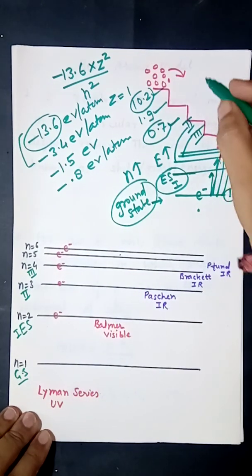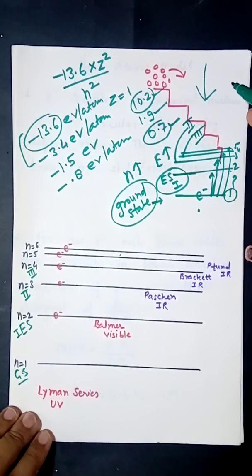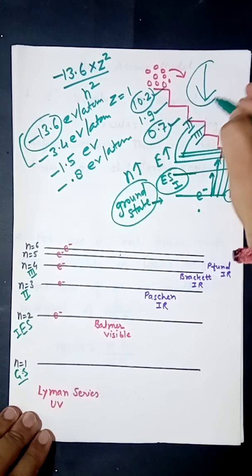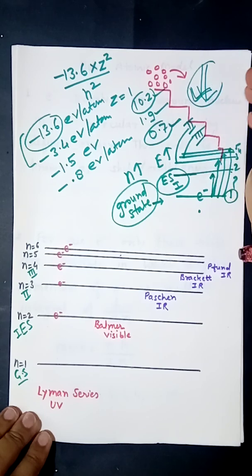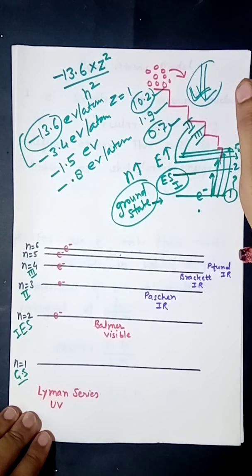We know the electron will return to the ground state to gain more stability. When it returns to the ground state, it releases energy, and this energy in the form of radiation constructs a spectrum, which is known as the emission spectrum of the hydrogen atom.